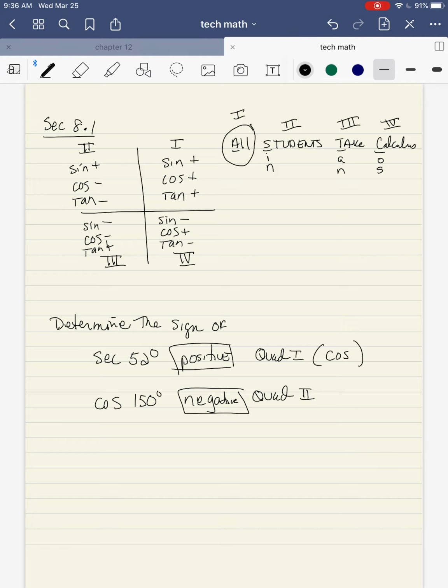The second question, cosine of 150 degrees. 150 degrees is in the second quadrant. In the second quadrant, the cosine is negative, so you select negative.